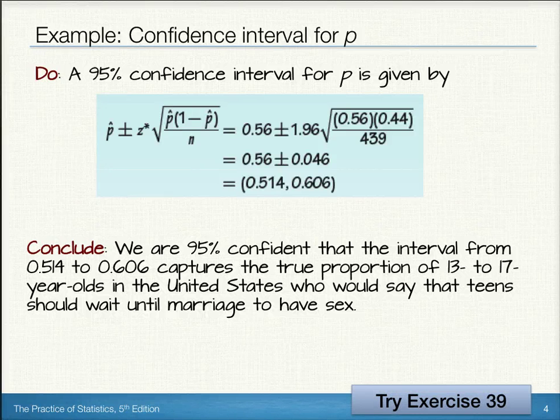For practice with a confidence interval for p, try exercise 39.